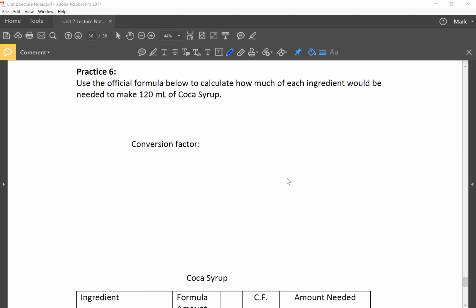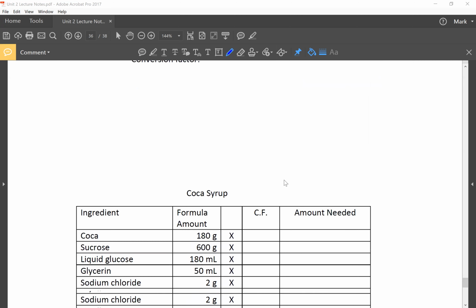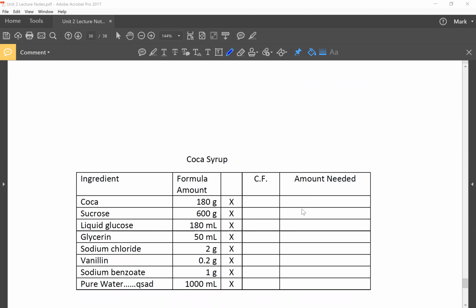So this says, use the official formula below to calculate how much each ingredient will be needed to make 120 milliliters of Coca-Cola syrup. Now look at this, this is a good one. There's tons of stuff in here.